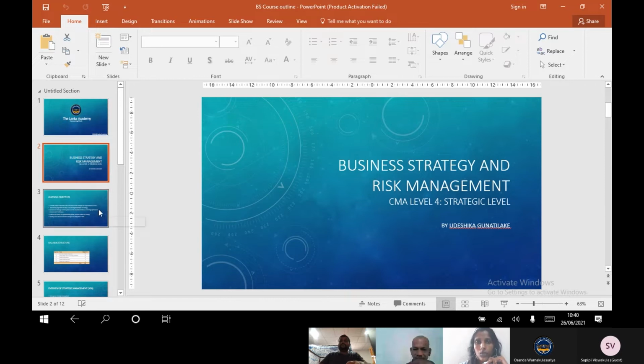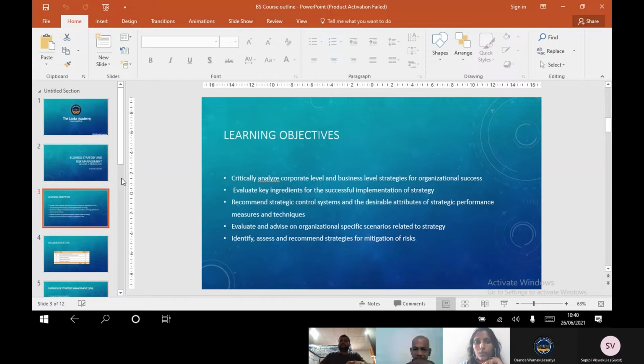So when it comes to your subject, the learning objectives are to critically analyze corporate level and business level strategies for organizational success. If I brief you, what you have to learn is all about how we formulate strategies in an organization, and that process. How we formulate, implement, and manage and control it. These are the concepts we are going to learn regarding business strategy.